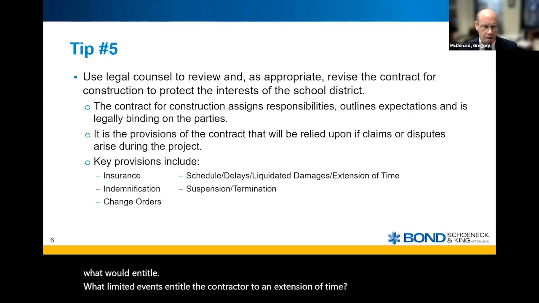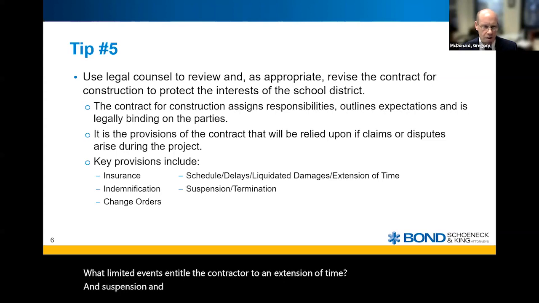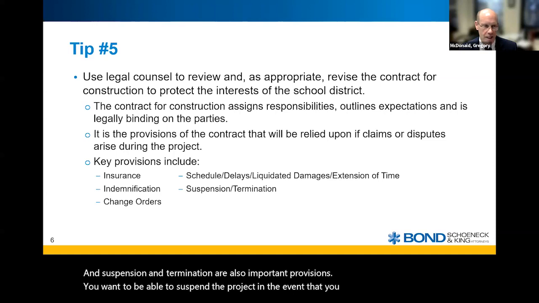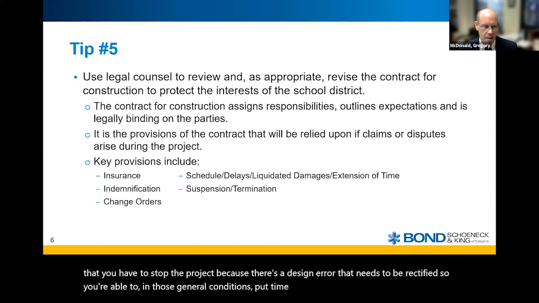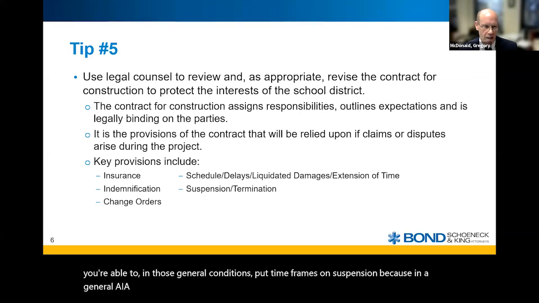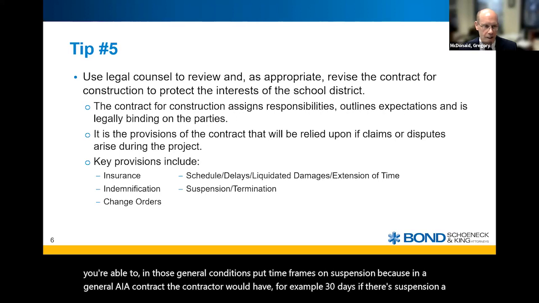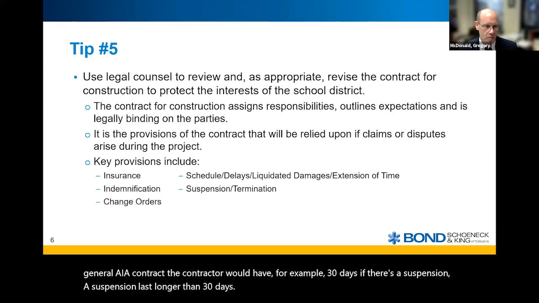And suspension and termination are also important provisions. You want to be able to suspend the project in the event that something unforeseen comes up, that you have to stop the project because there's a design error that needs to be rectified. So you're able to, in those general conditions, put timeframes on suspension, because in a general AIA contract, the contractor would have, for example, 30 days. If a suspension lasts longer than 30 days, the contractor would have the option to terminate the contract.